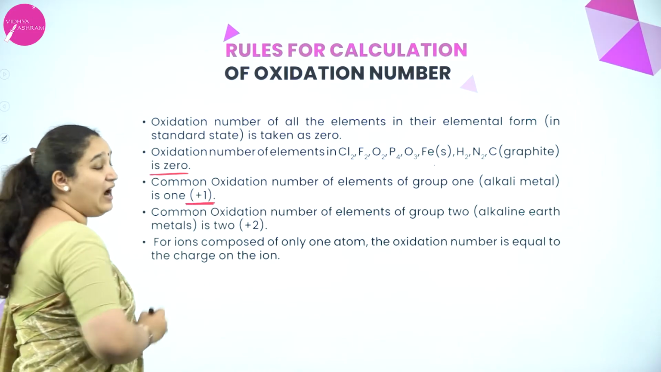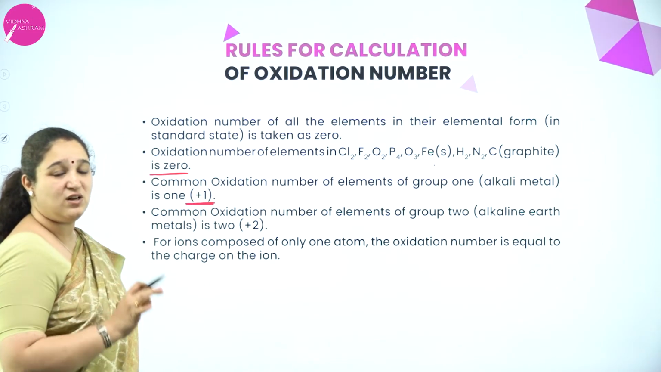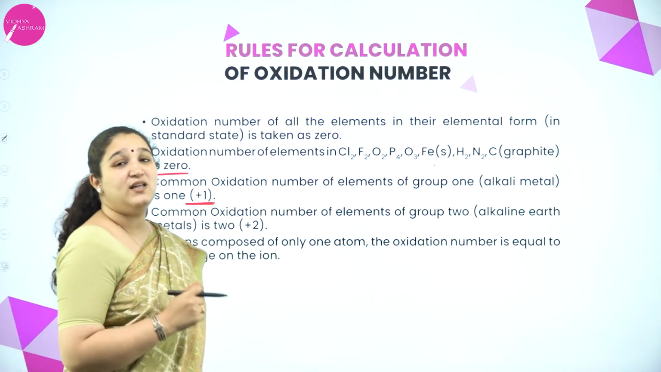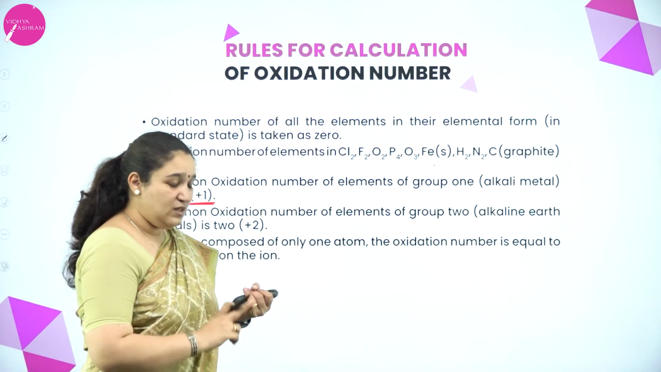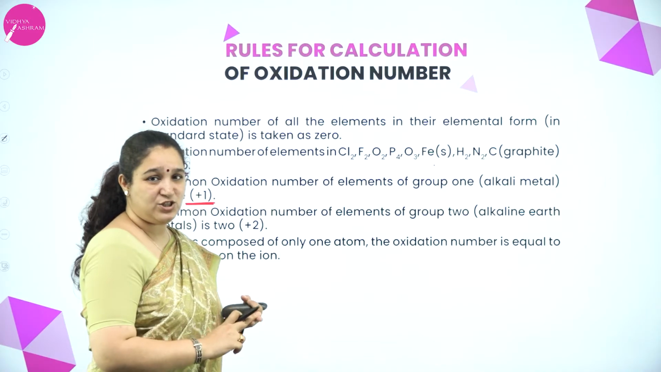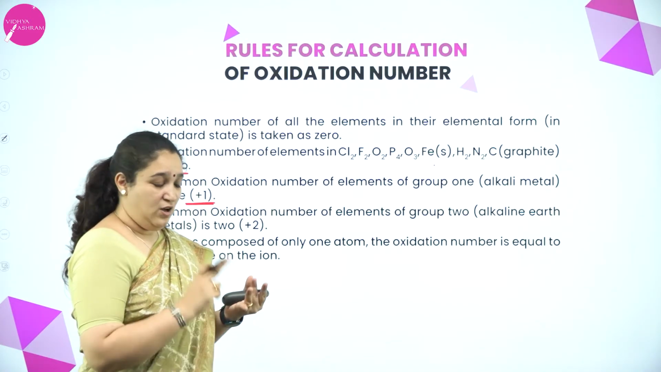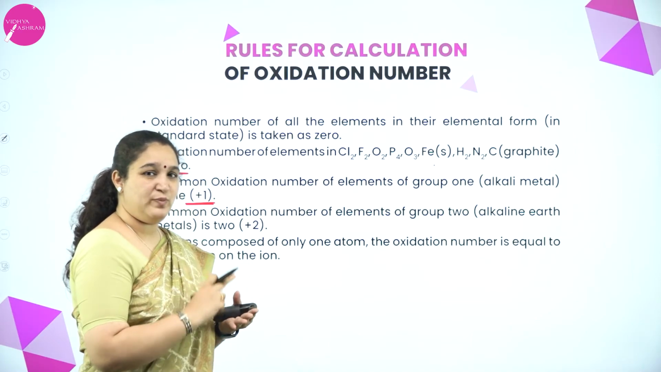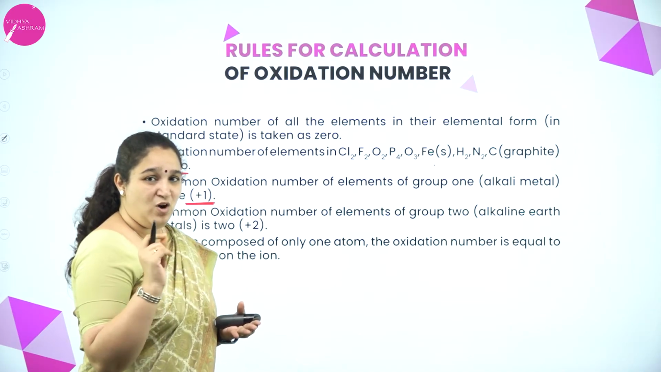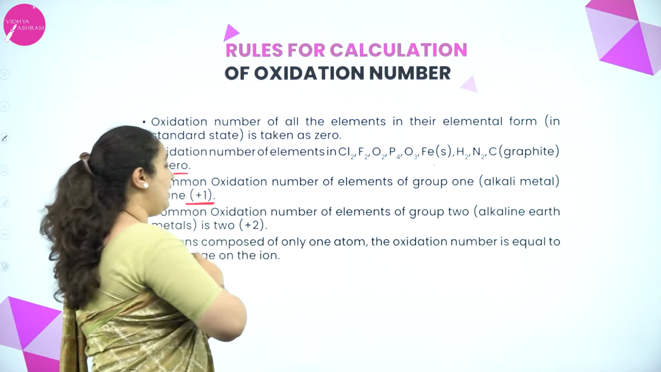So if you have any alkali metal, their oxidation number is +1. Which are the alkali metals? Lithium, sodium, potassium, rubidium, cesium. For lithium, sodium, potassium, rubidium, cesium, you have to take the oxidation number as +1.